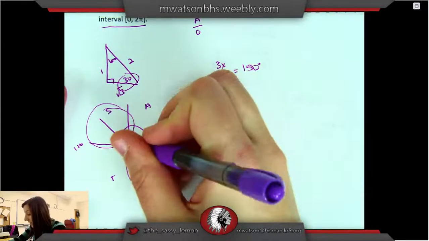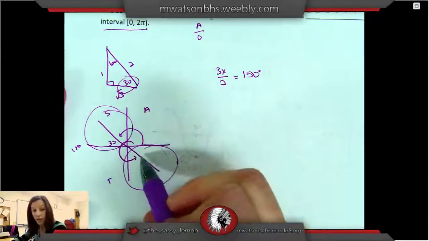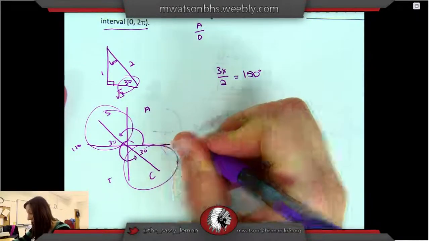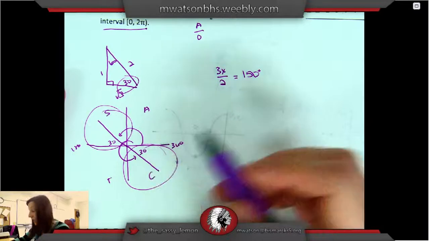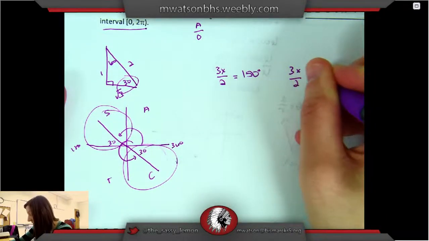Now let's look at our answer that's going to fall in the fourth quadrant. Again, I draw my arrow with a reference angle of 30 degrees. To find the angle size, we're going to have to do 360 minus 30. And that's going to give us 330. So our second answer is 3x over 2 equals 330 degrees.